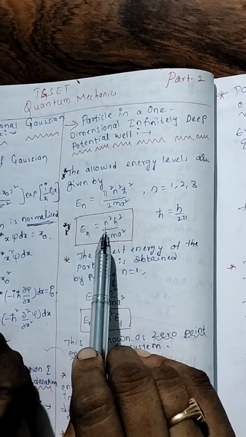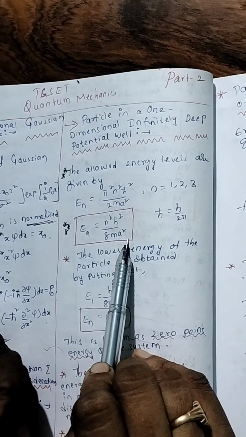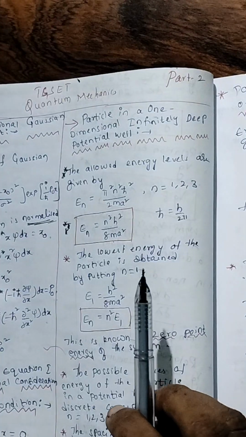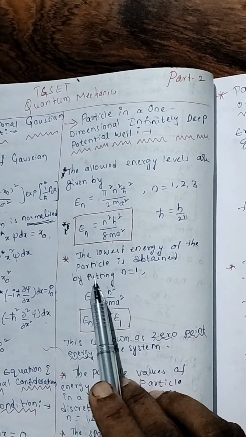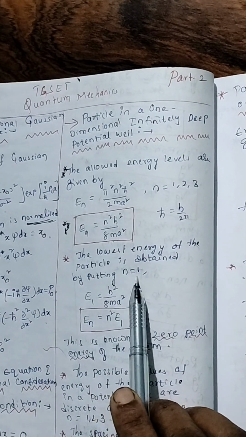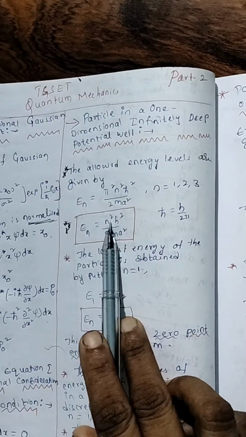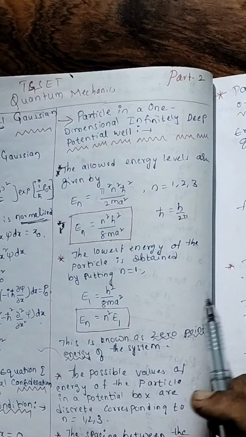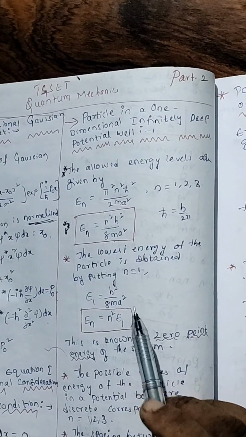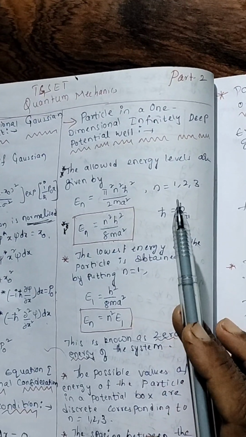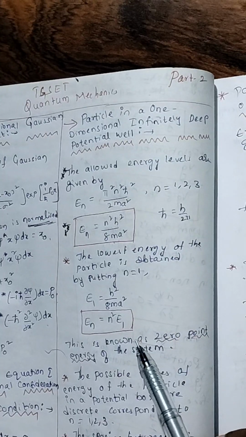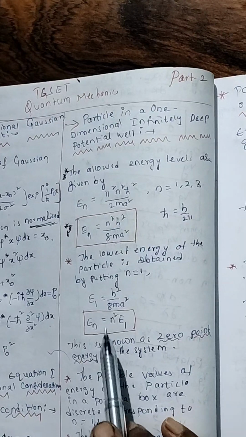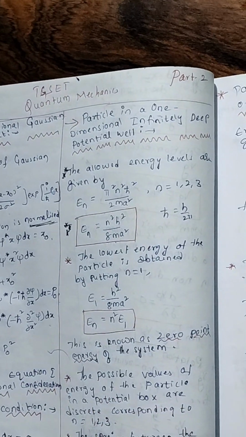What is En? En equals n square h square by 8 m a square. The lowest energy of a particle is obtained by putting n equal to 1. Here in this equation, it will be h square by 8 m a square. A is the width of that particular one-dimensional infinitely deep potential well, and h, as usual, is the Planck constant, m is the mass of the particle.